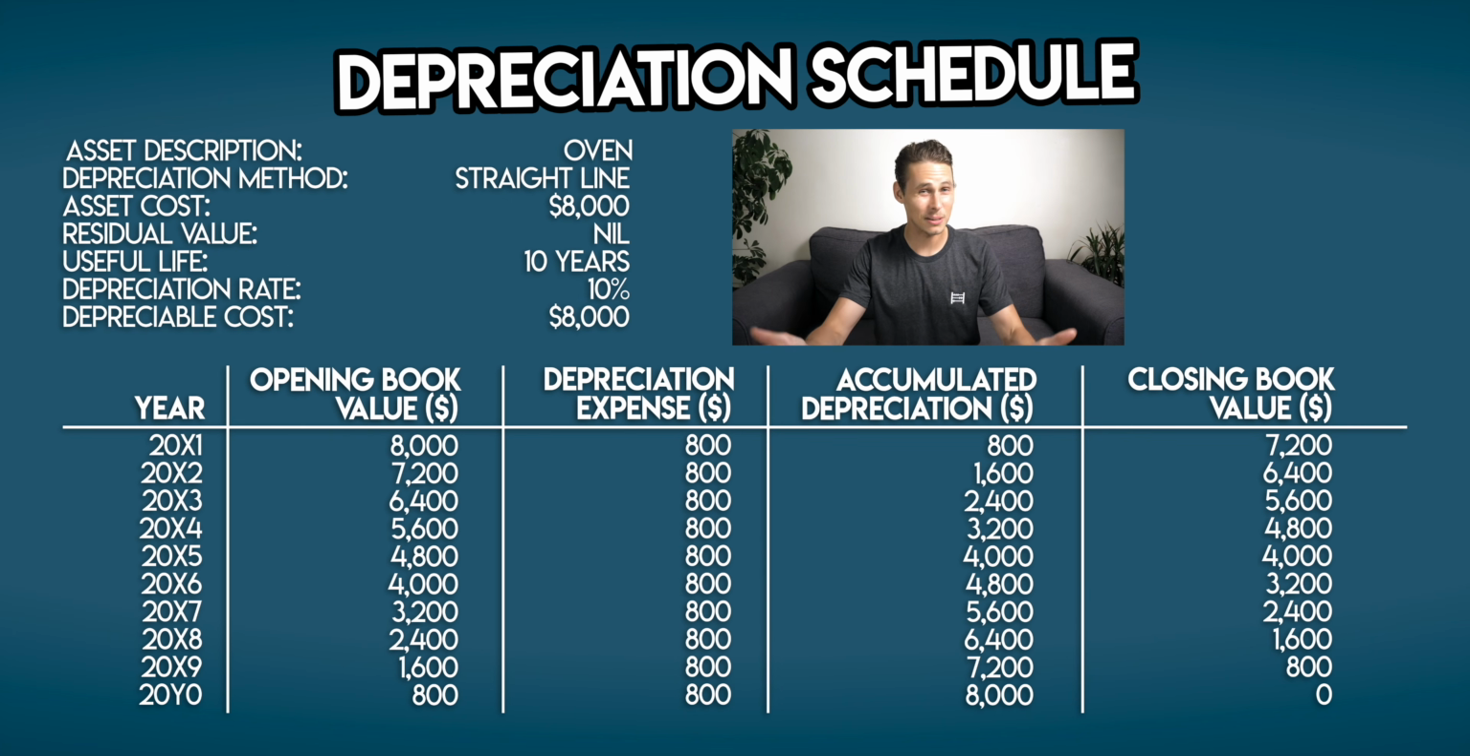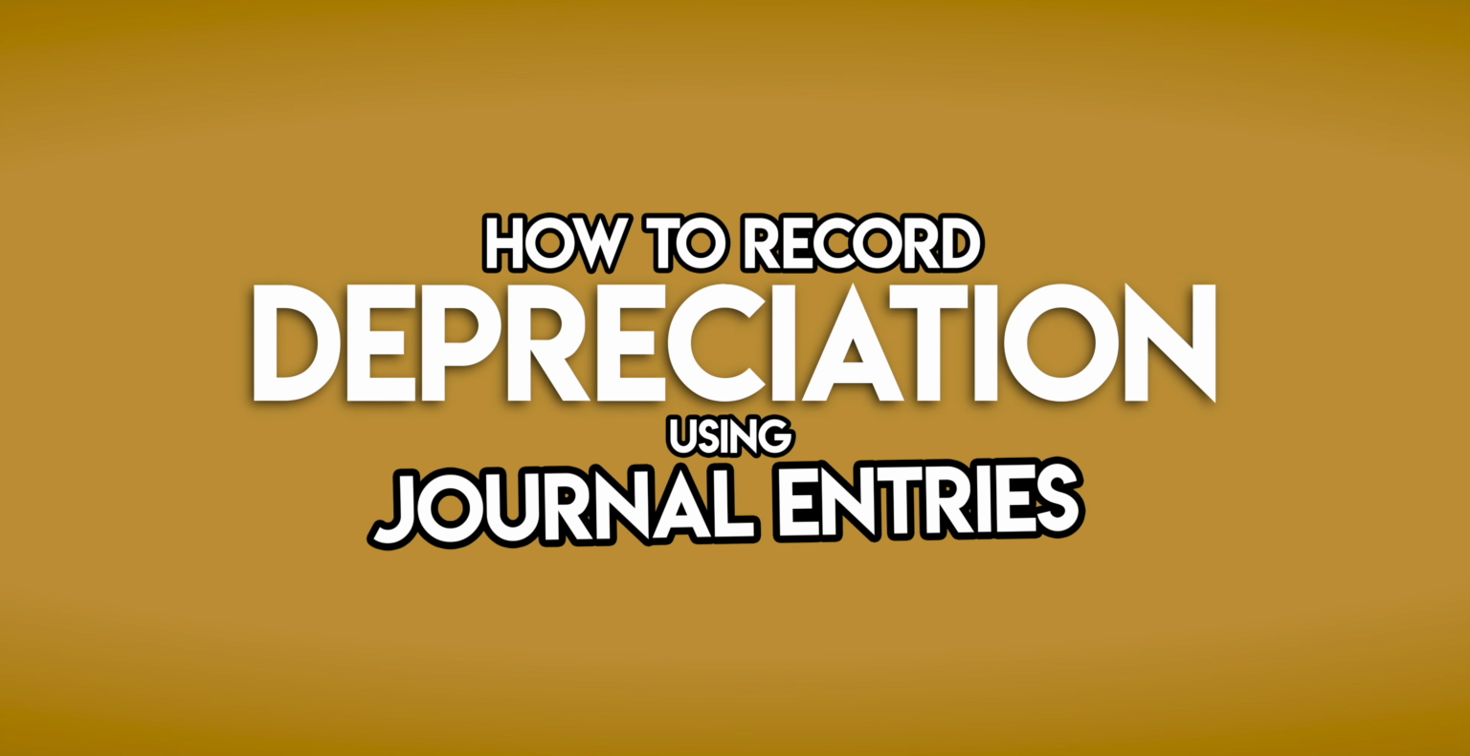Here's your completed depreciation schedule. This table summarizes the depreciation expenses, accumulated depreciation, and book values of your oven over its useful life. You can learn how to make one of these in my straight line depreciation video, but I'd recommend sticking around because I'm going to show you how to record all of these transactions in your business's books. How to record depreciation using journal entries.